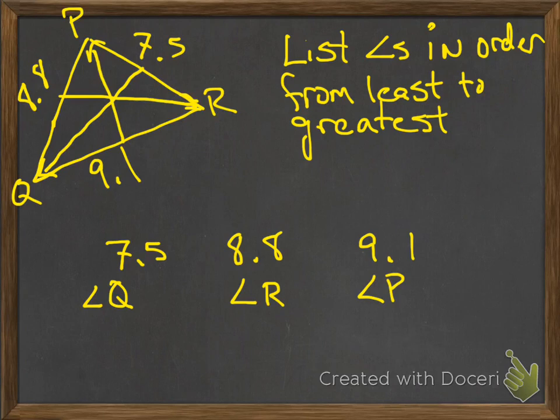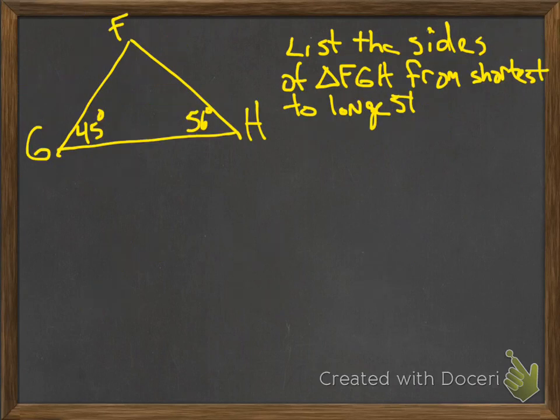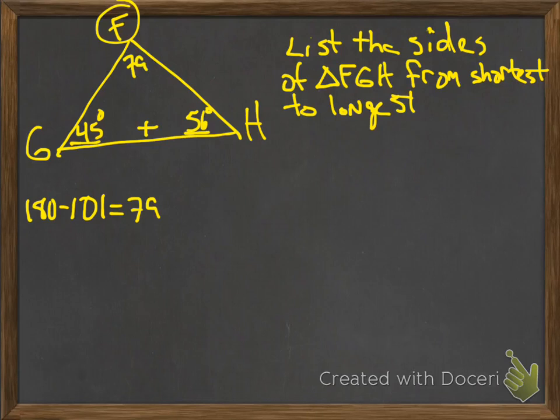Now, what's the other example? Here I make you do a little bit more work. Here we want to list the sides from shortest to longest. But before we can do that, we have to find the third angle. We need to find angle F, which means you add 45 and 56. You get 101. We know that all triangles add up to 180, so if we subtract from 180, we get 79. Now we know in order we have angle G, angle H, and then angle F.